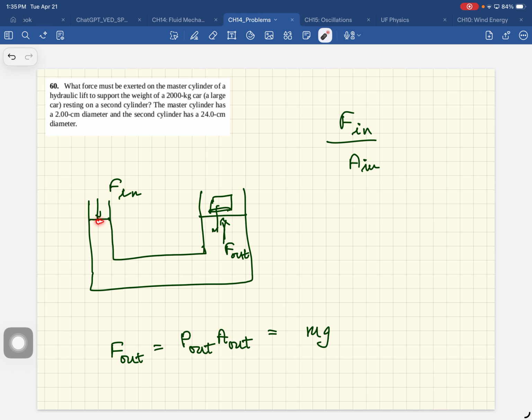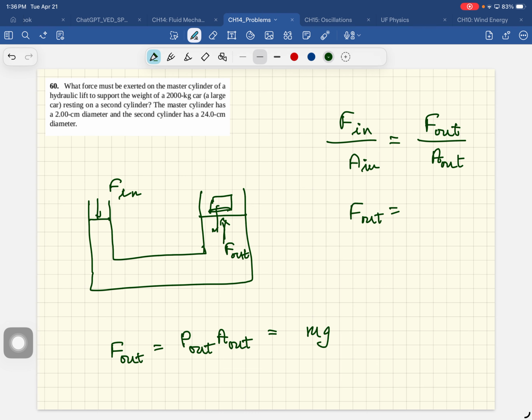So the output force is 144 times the input force. So this is a force multiplier. You put in a 1 pound force, you get an output of 144 pounds. Okay, so that's what this thing is doing. So if you want to lift a 1,440 pound object, all you have to apply is a 10 pound force. That's what that does.